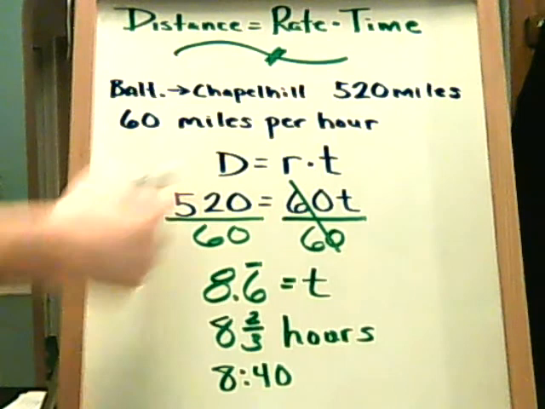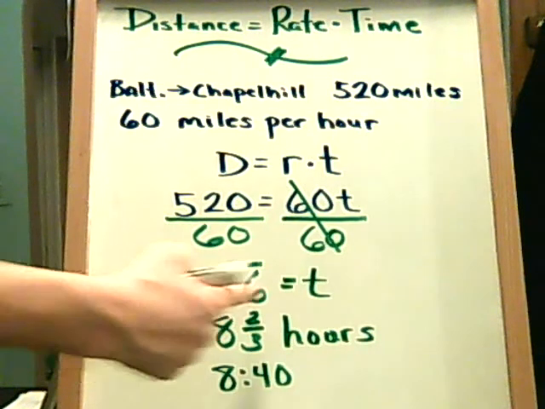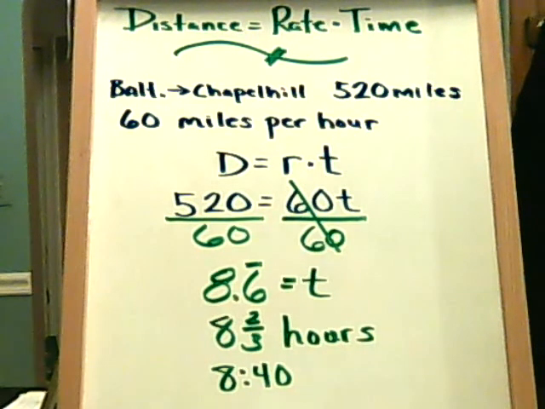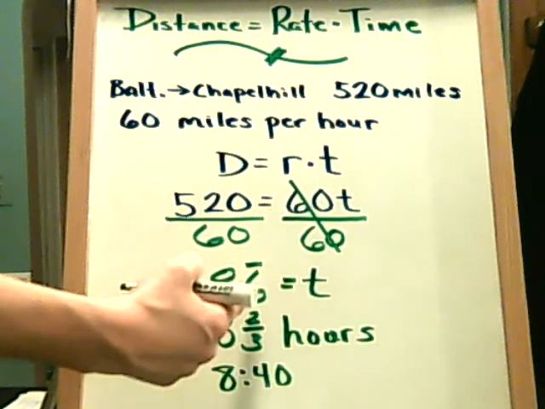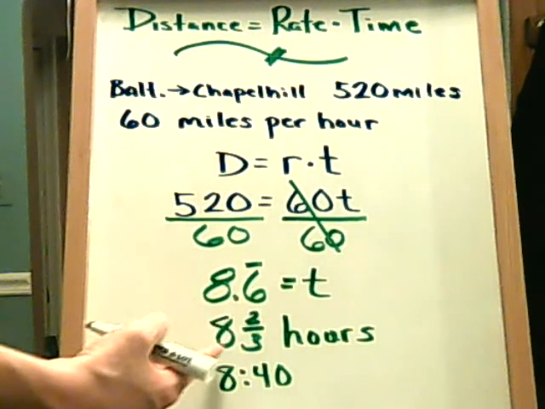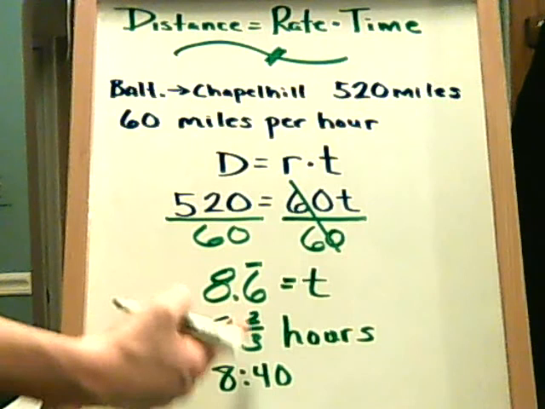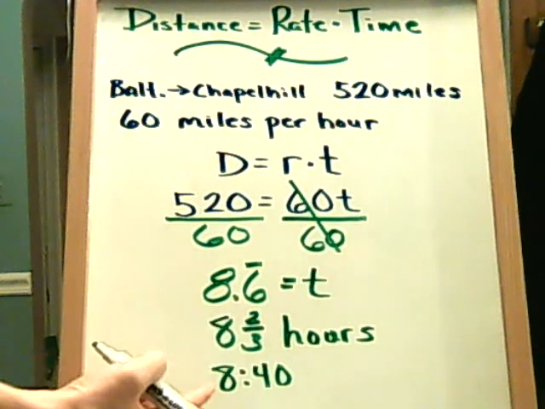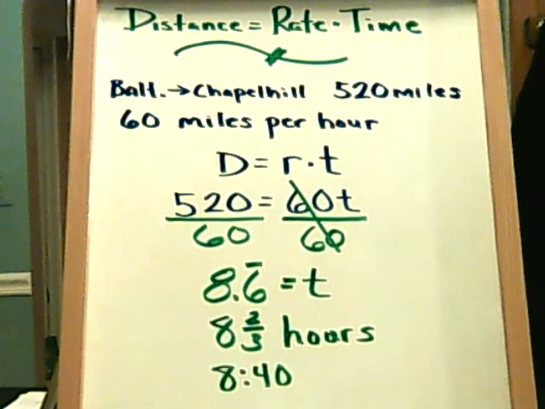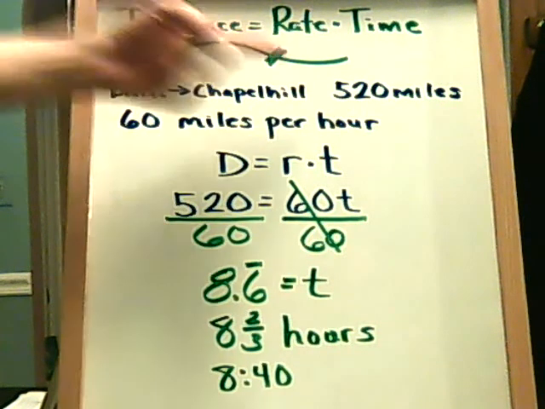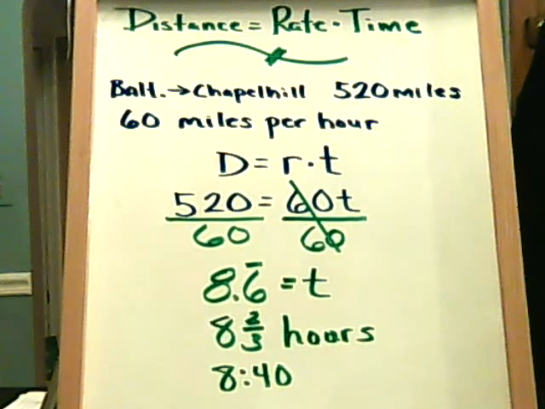And then this, you can do it with a calculator, the best, is 8.6 or 8 2/3. So the time is 8.6 repeating, which is 8 2/3 hours. 2/3 of an hour would be 40 minutes, so this would be 8 hours, 40 minutes. That's how long it would take at driving at 60 miles per hour to get to Chapel Hill from Baltimore, which is 520 miles away.